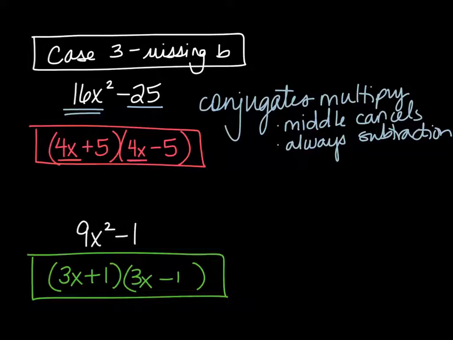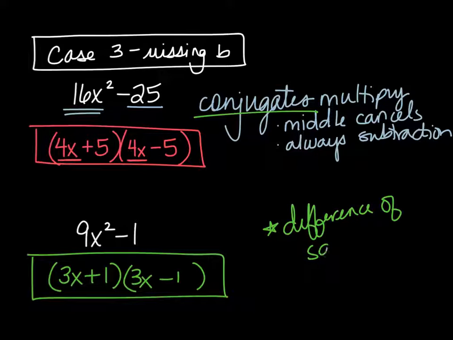And this case is called, you should know the word conjugates, but officially if you ever see it, it's called difference of squares. And they call it that difference because you're doing subtraction, and squares because the numbers that they give you are always going to be perfect square numbers.